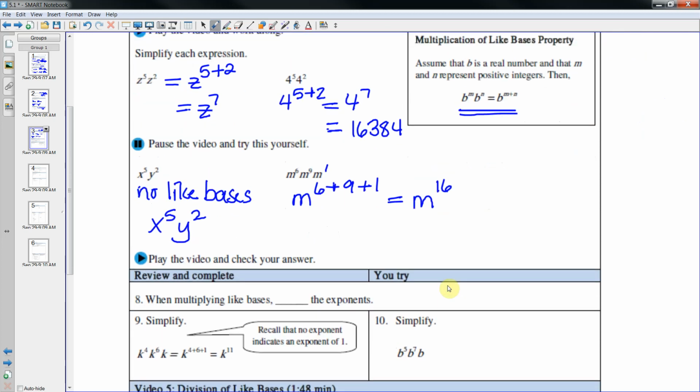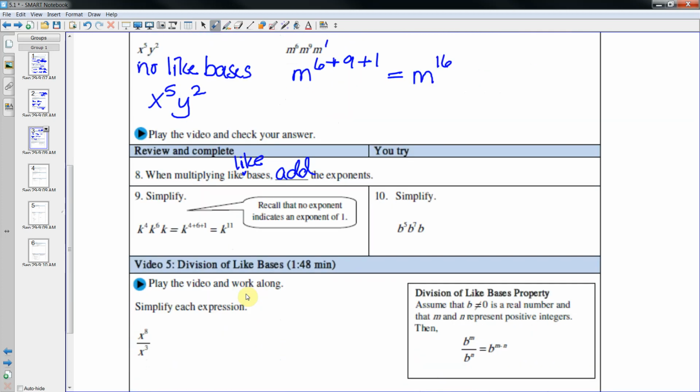So when multiplying bases, we're going to add exponents, and I want to put in here like bases. Okay? They have to be alike. Alright, so b to the 5th, b to the 7th, b to the imaginary 1. You write down what you think it is. I'm going to be quiet for a second and just write. And I got b to the 13th when I added those.